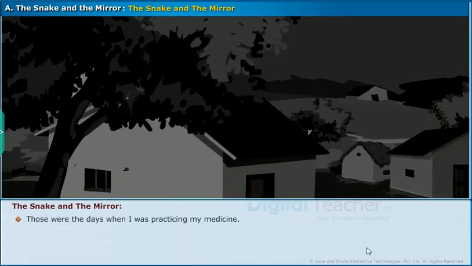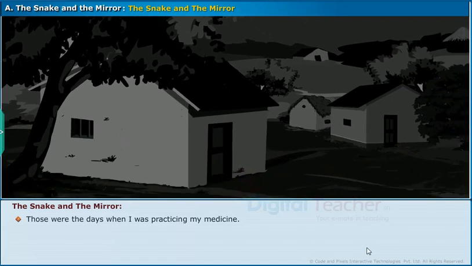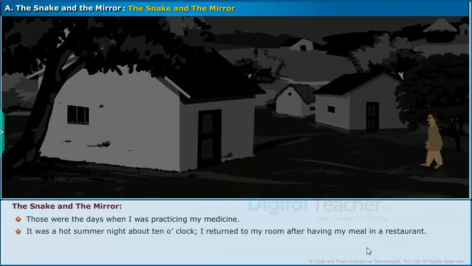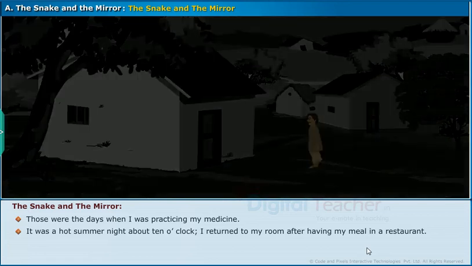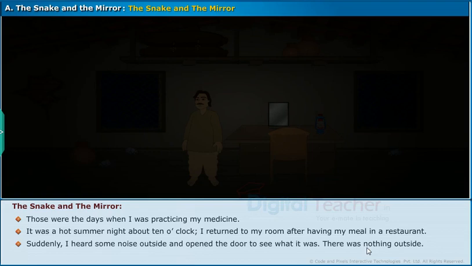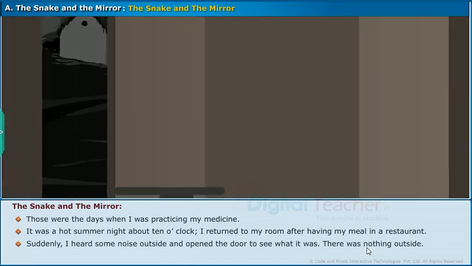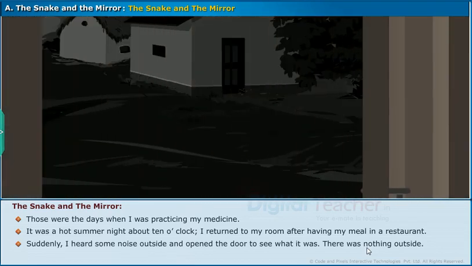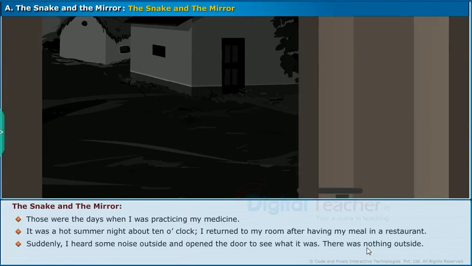Those were the days when I was practicing my medicine. It was a hot summer night about 10 o'clock. I returned to my room after having my meal in a restaurant. Suddenly, I heard some noise outside and opened the door to see what it was. There was nothing outside.